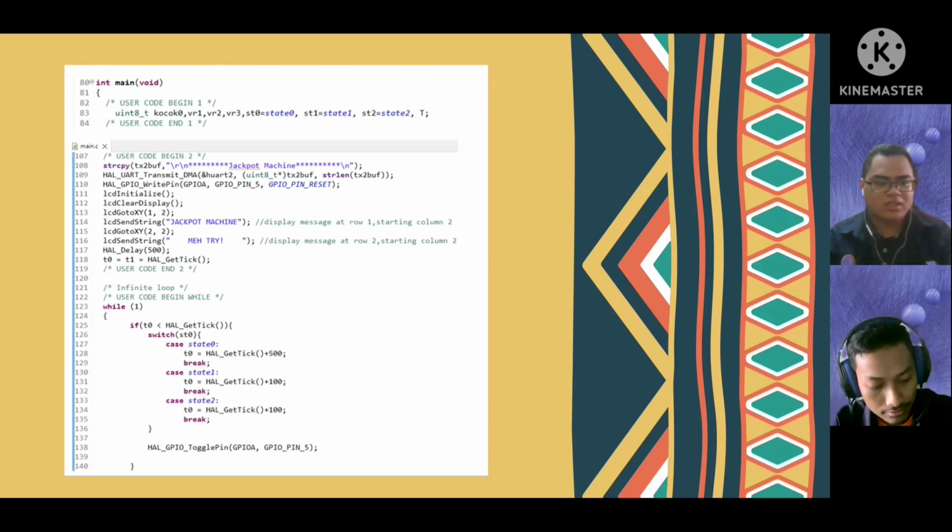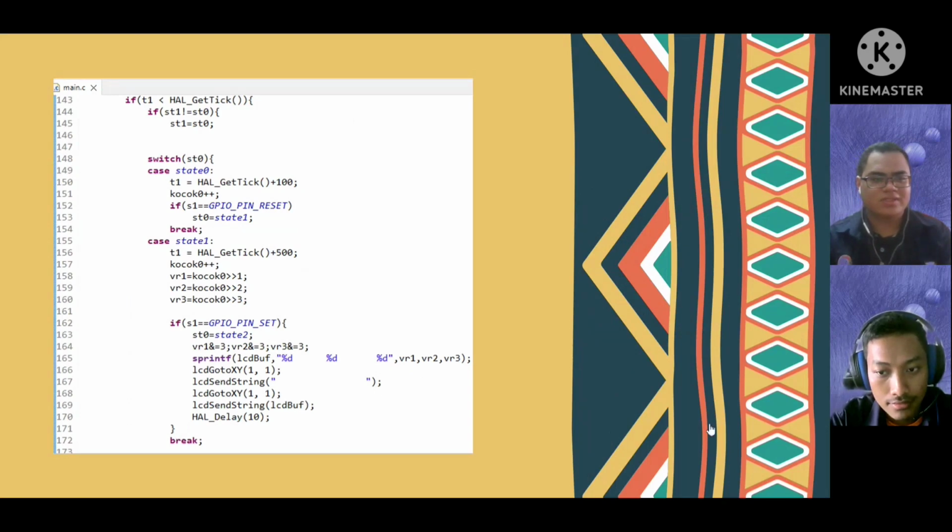In the while infinite loop, the first part is for the initial condition. That's why we're using T0 less than HAL_GetTick. So this is the initial condition when the button is not pressed yet, in which we toggle the pin, as you can see at the bottom, which is GPIO pin 5, and that is where we toggle the LED on the initial condition. Okay, next slide.